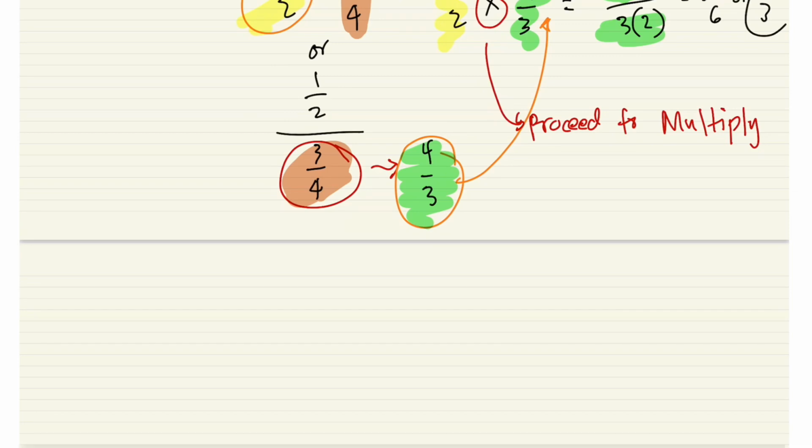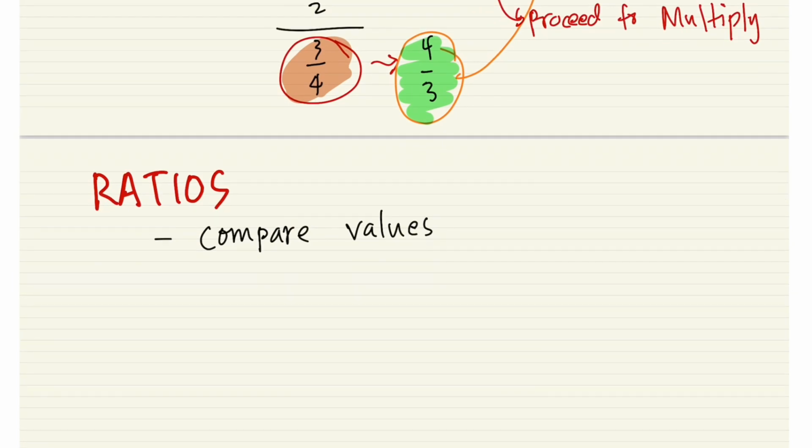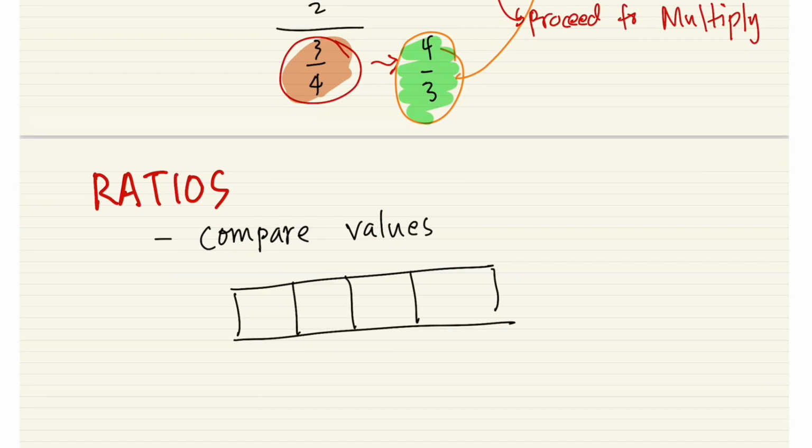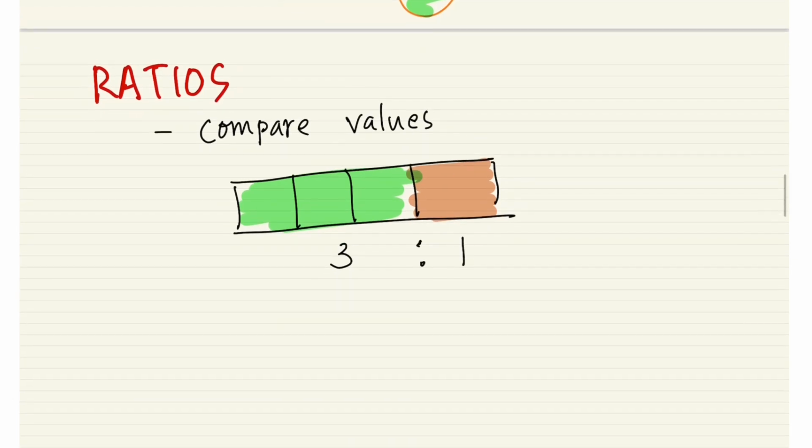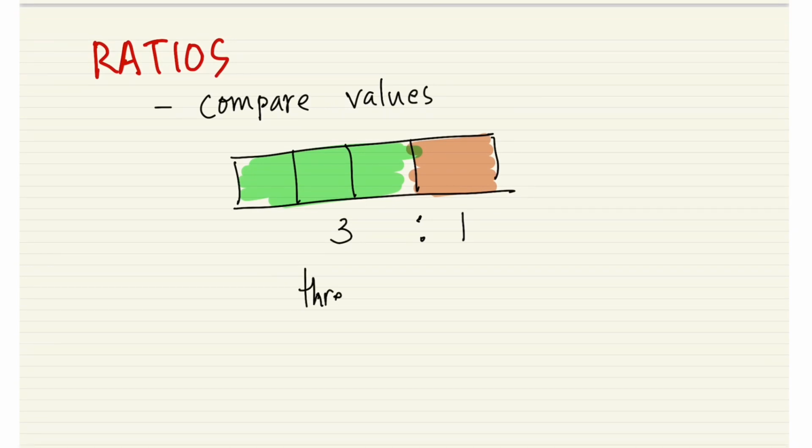Ratios. So what do we mean by ratios? Ratios are used when we try to compare values. For example, I have a box here. We divide it into 4 parts, and then we color three parts green and one part brown. When we compare values, here is 3, here is 1. So 3 is to 1, and we read it as we see it.